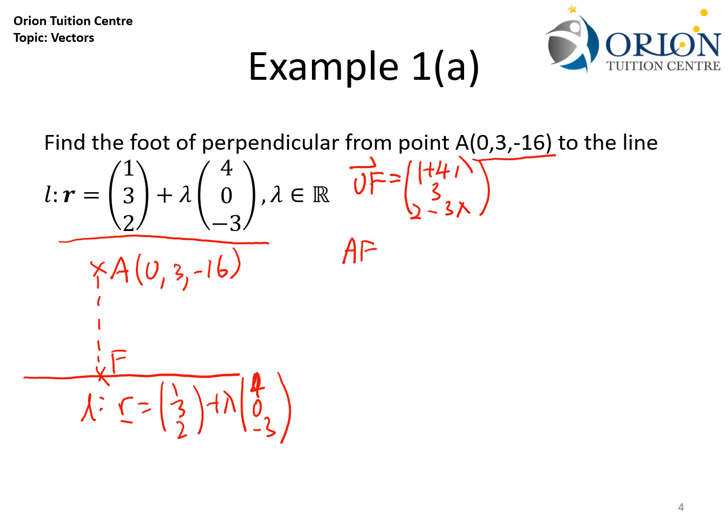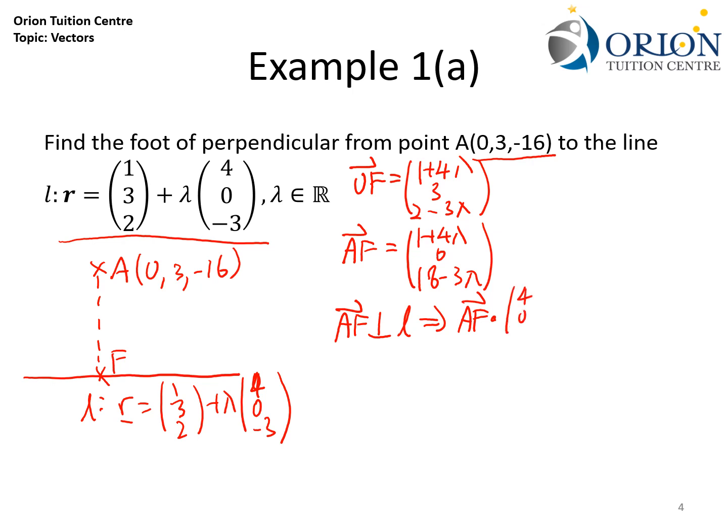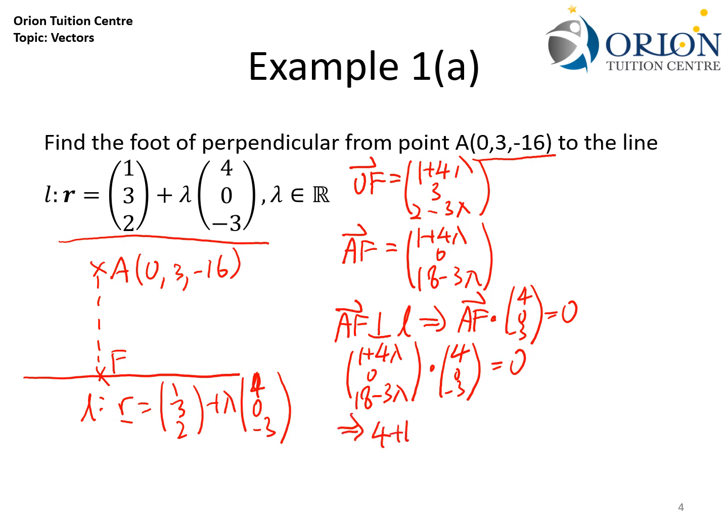Next, I will find out vector AF, which is OF minus OA, and that gives me 1 plus 4 lambda, 0, 18 minus 3 lambda. And next, I know that AF is perpendicular to the line, which means AF dot with 4, 0, minus 3, it must be equal to 0. So I have 1 plus 4 lambda, 0, 18 minus 3 lambda, dot with 4, 0, minus 3 equals to 0. Now I simply have to expand this to get 4 plus 16 lambda minus 54 plus 9 lambda equals to 0. And solving this equation gives me lambda equals to 2. Therefore, I can substitute this value of lambda equals to 2 into my OF to get 9, 3, negative 4, which is the position vector of the foot of perpendicular.